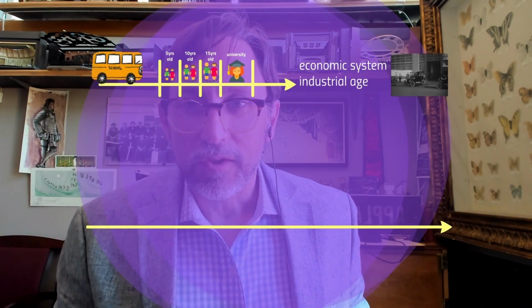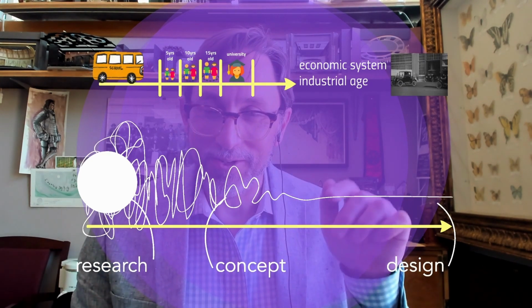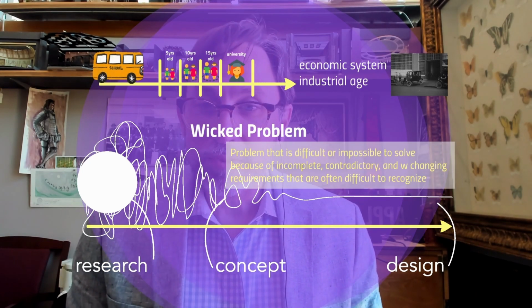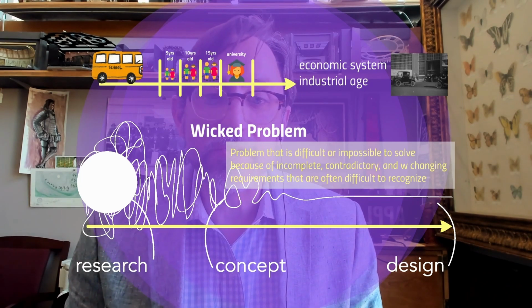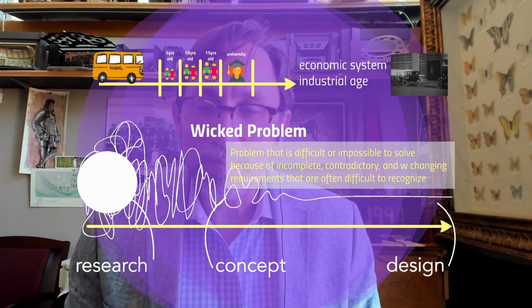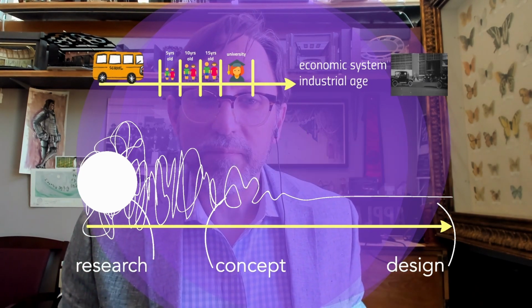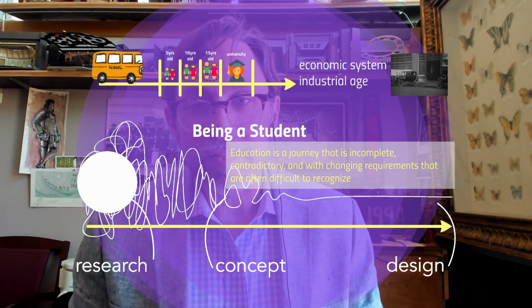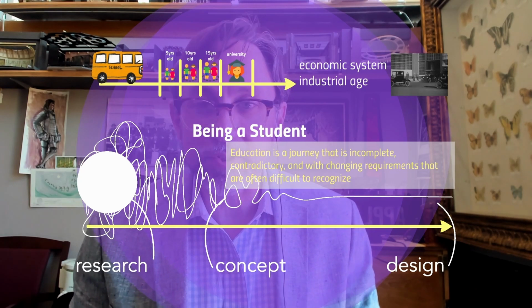Quite honestly, you and I experience something a little bit more like this. It's a more messy curve. This is what's called a wicked problem. A wicked problem in the design world has a specific definition: it's difficult or impossible to solve because of incomplete, contradictory, and changing requirements that are often difficult to recognize. Now think about that as if we are the manufactured objects. Our education is a journey that is quite often incomplete, contradictory, and with changing requirements that are difficult to recognize.